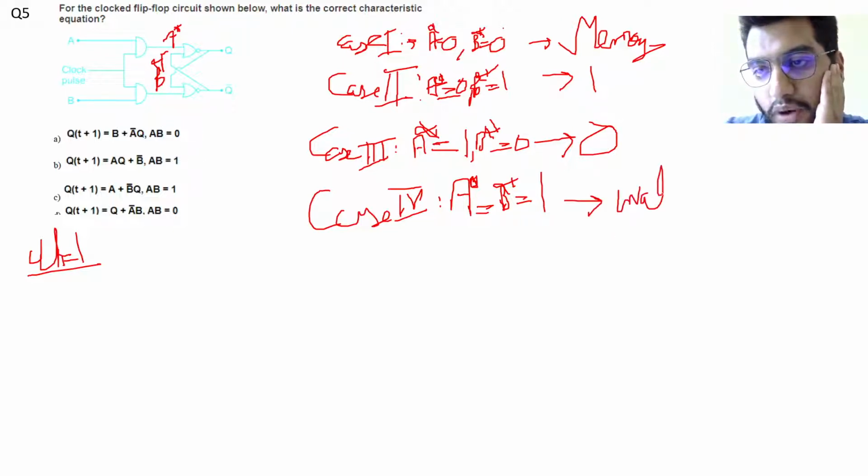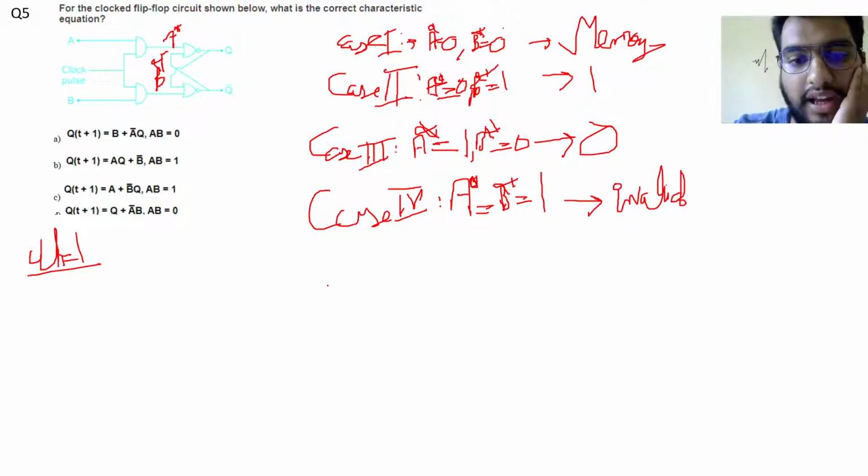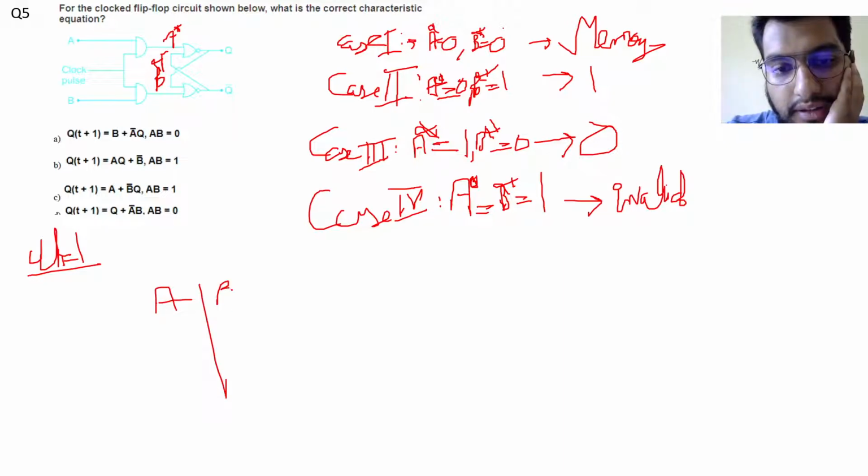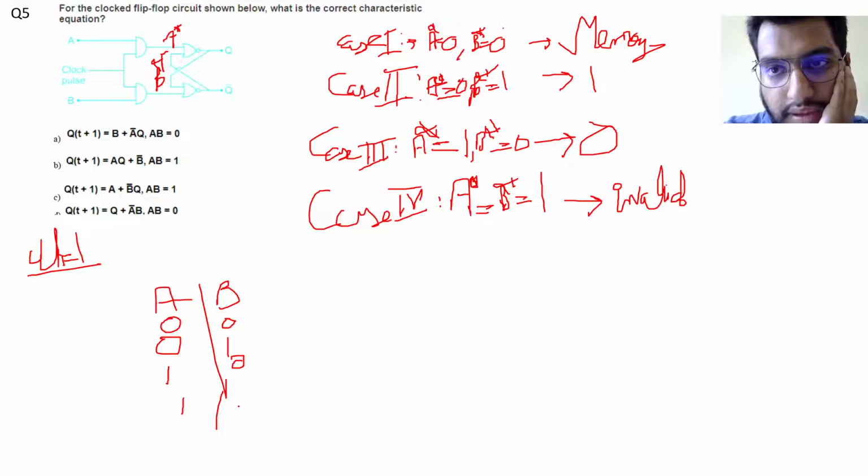So if you properly look at this truth table, we have A, B: 0 0, 0 1, 1 0, 1 1.